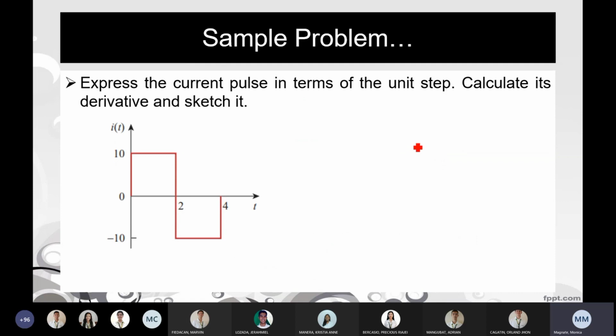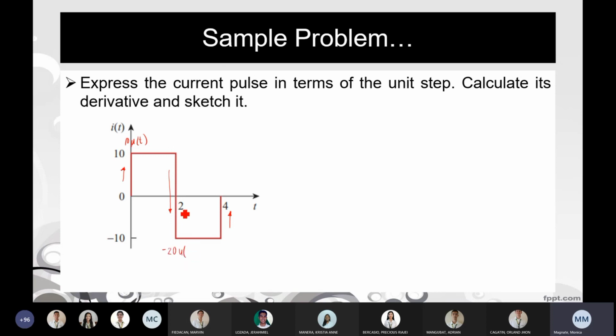So, ito, express the current pulse in terms of the unit step, calculate its derivative, and sketch it. So, meron tayong nag-start sa 0. Ito, di ba, pataas. Tapos, pababa siya dito. Parang hindi siya tumigil sa 0. Mababa siya dito sa negative 10 pa. Tapos, ito, pataas na naman. So, dito, anong function to? Ito, 10 u of t lang, kasi nasa 0 siya. Tapos, bumaba siya. Ito ay 10, tapos may 10 pa dito. So, sabihin natin, ito ay negative 20.